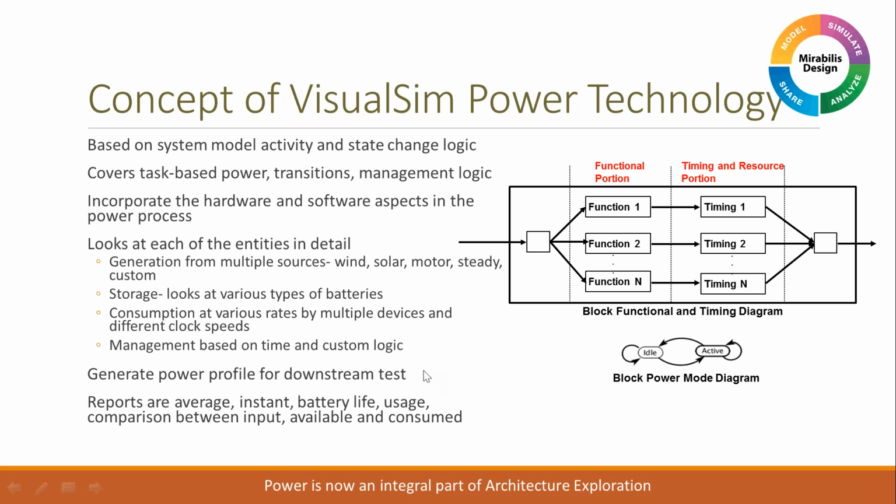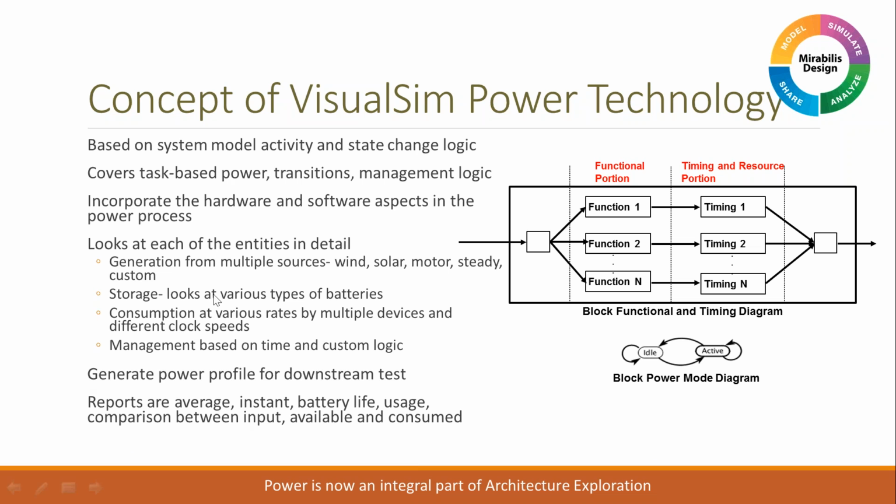The other one is generating power profiles for downstream testing. So, for this use case, this is the type of power that is generated. Downstream, when you do the testing, say in your verification process, you can validate whether that matches what my system model is doing. So it becomes a golden reference.